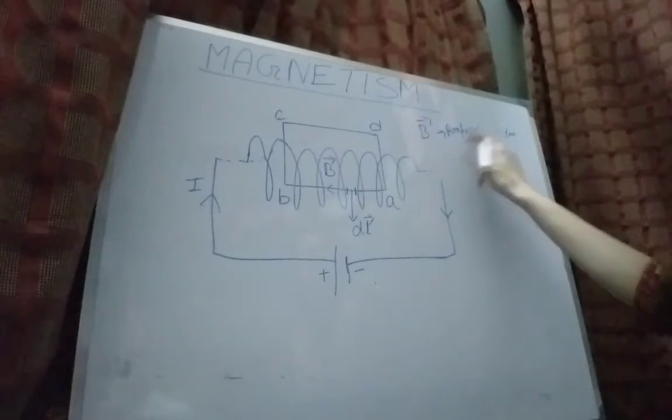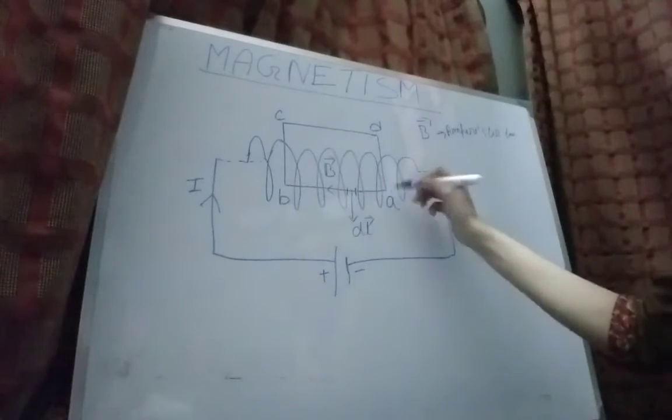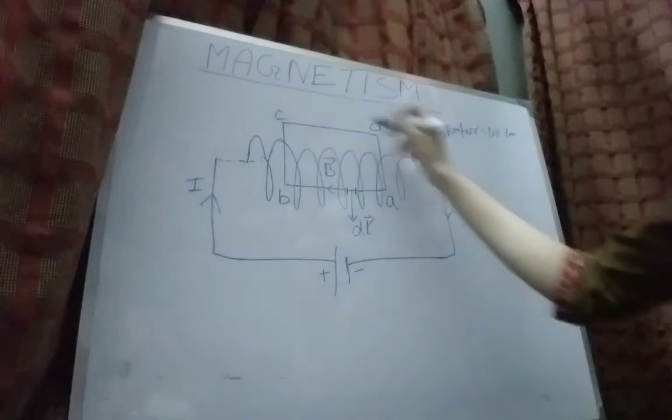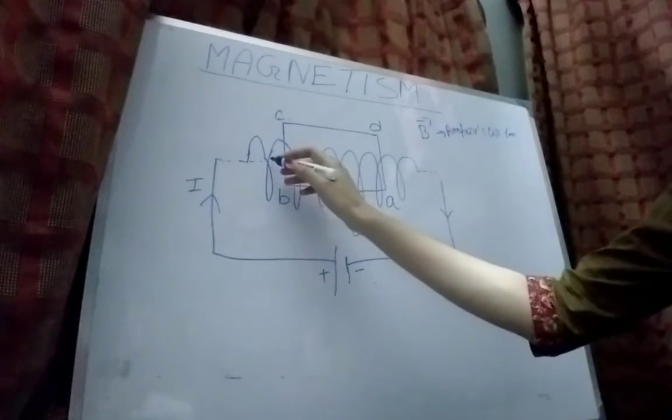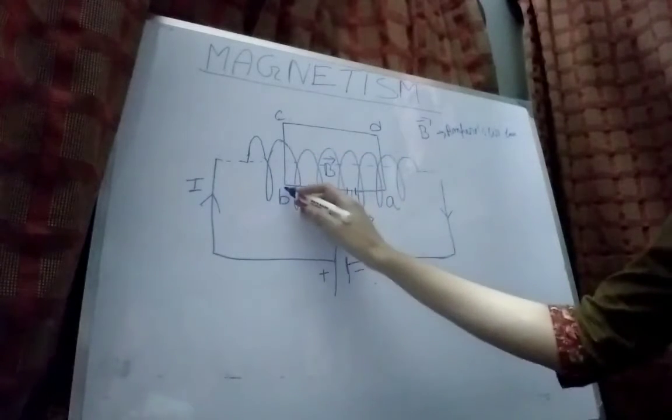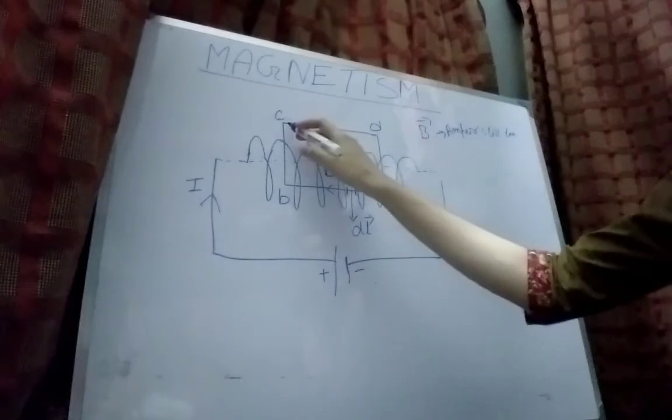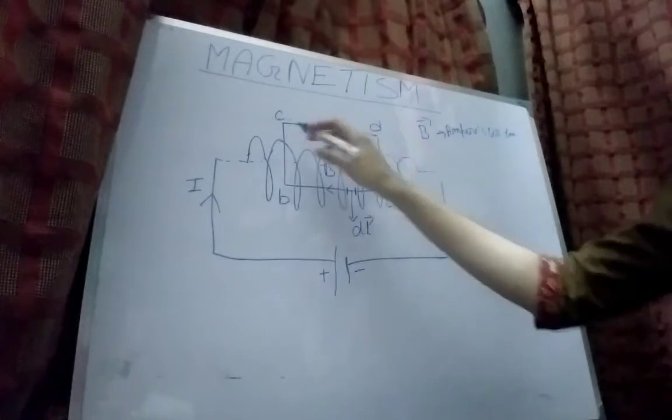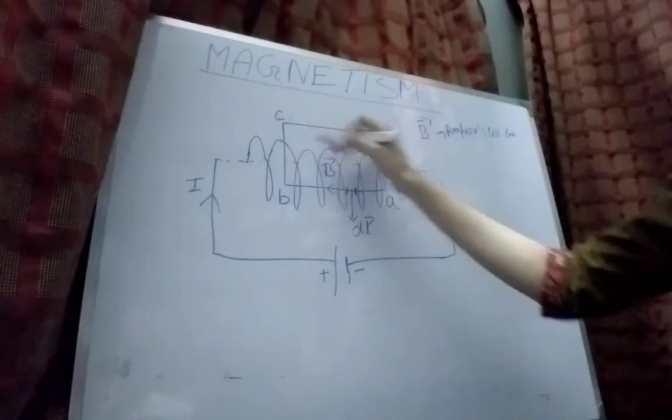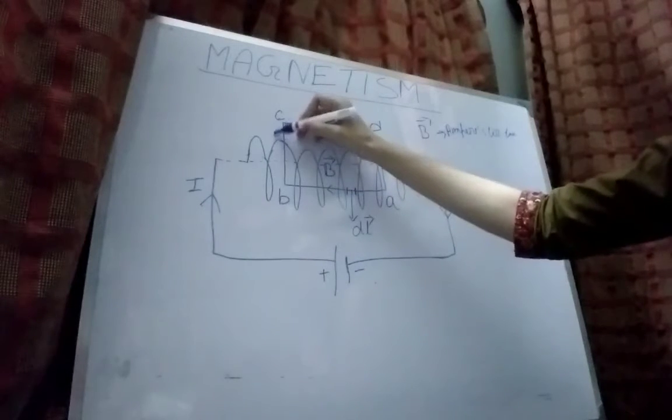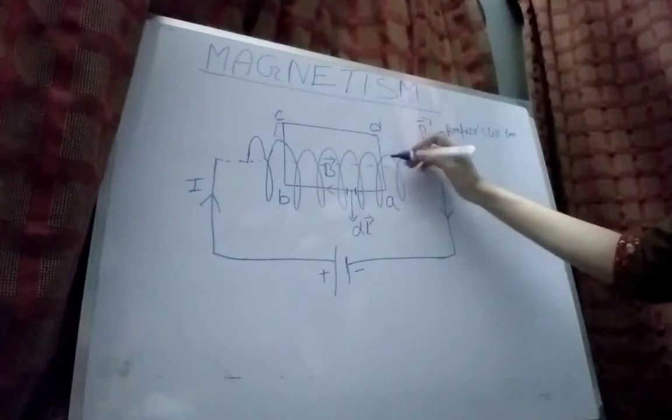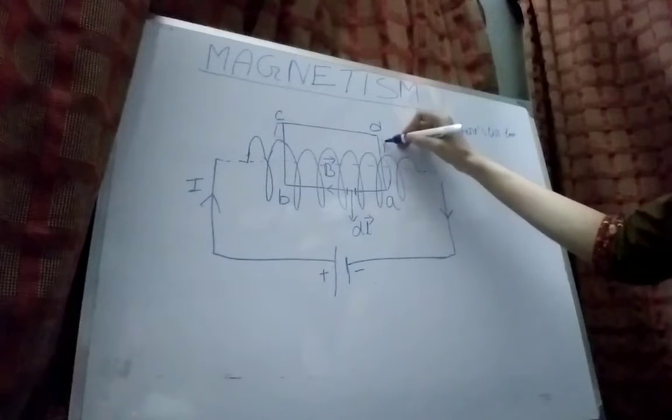For this Ampere's circuital law we need a closed loop, and here we are assuming ABCD as the closed loop in this solenoid. You can also see that this AB is along the axis of the solenoid. The side CD of this rectangular closed path is totally outside of this solenoid, and in the side CB, a portion of this length is inside the solenoid and this portion is outside the solenoid. And in the AD also, this portion is inside the solenoid and this portion is outside.